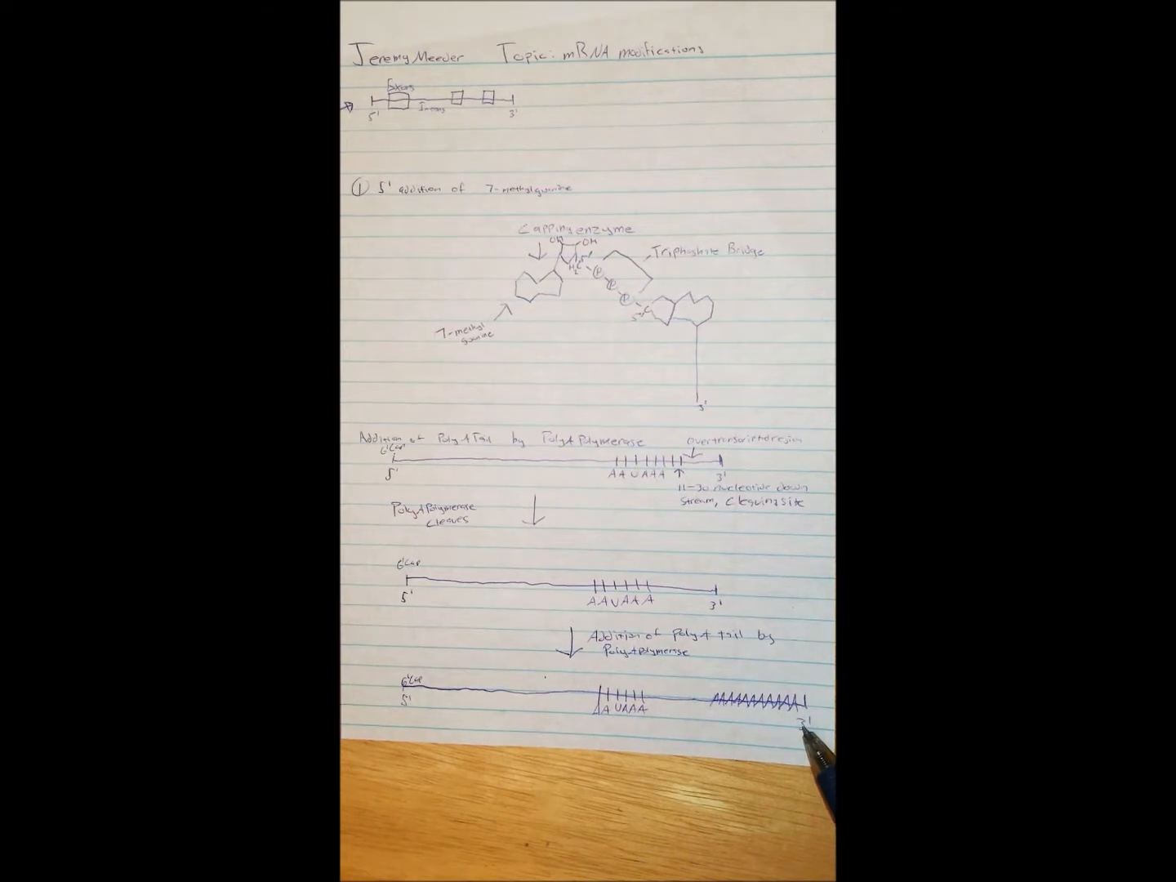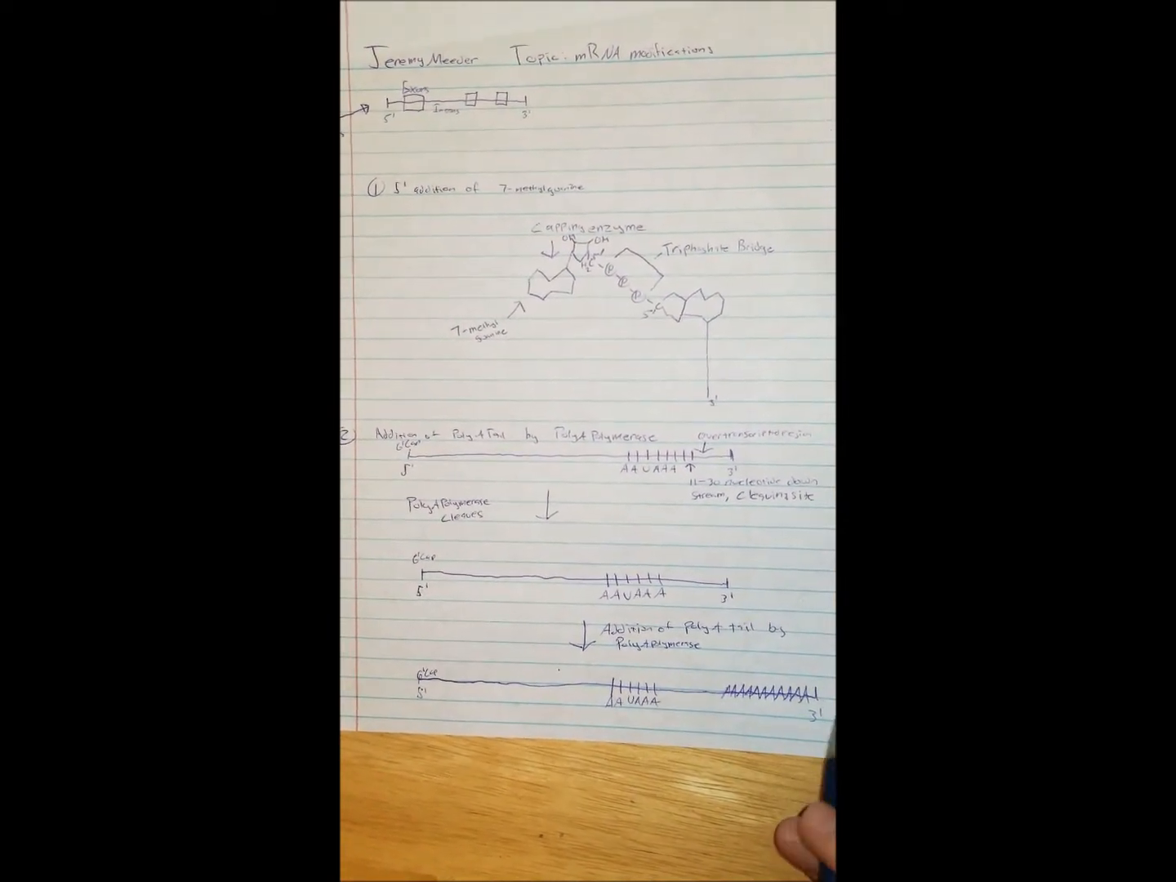So as you see here, now our mRNA has a 5' cap and the poly A tail. And the poly A tail is going to prevent the 3' end from being degraded by ribonucleases, and is also going to be needed for full initiation of translation.